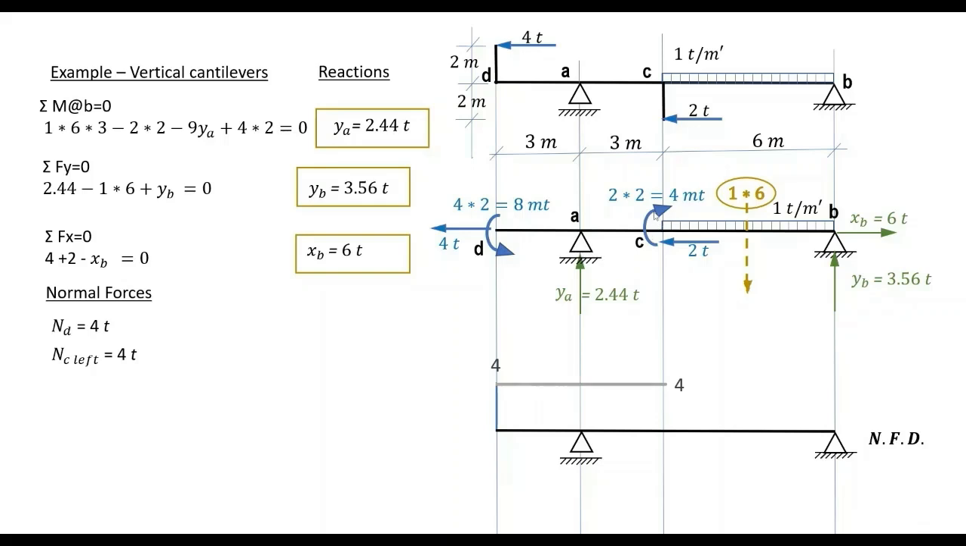The difference between the normal at C left and the normal at C right will be the value of the applied concentrated normal 2 tons. So we get our NC right equals the last value of the computed normal plus the applied 2 tons, giving 6 tons. And this 6 tons will be constant until we reach B. The closure of our diagram is by the virtue of this 6 tons XB.